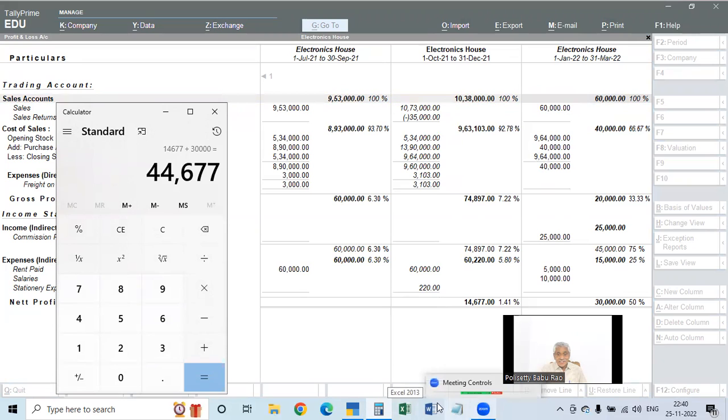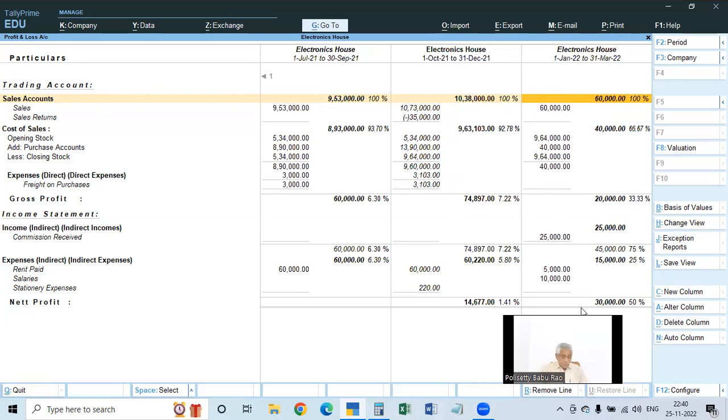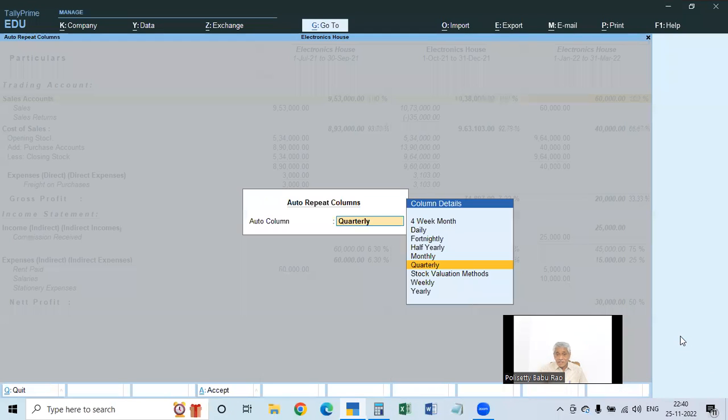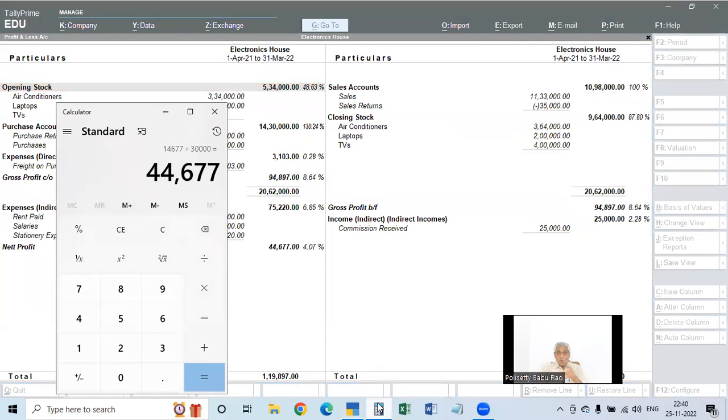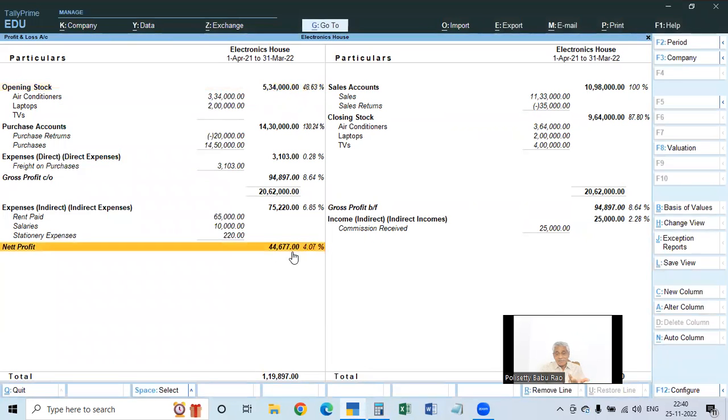What is the profit? See here, if you come back here, you don't click escape, you'll go to the gateway. So here you go again, you come here, auto column. You take it as yearly. So you will come to the year. Here, what is the net profit for the total year? This is for the 2 quarters. Only the last 2 quarters we worked and recorded the transactions. For the 2 quarters, the total is 44,677. 44,677 is the profit. Okay.